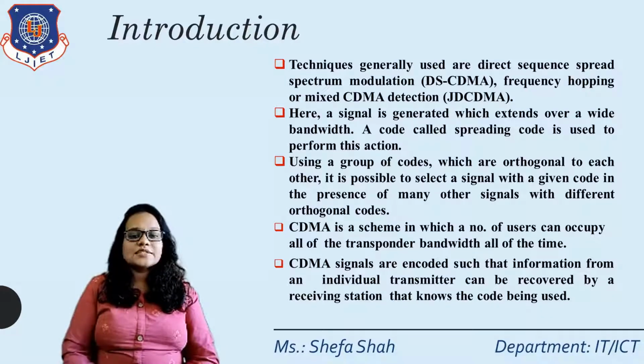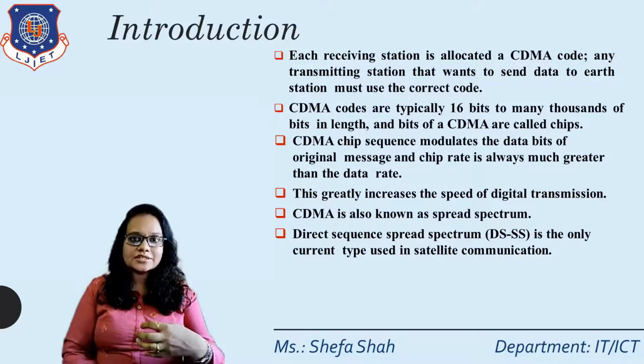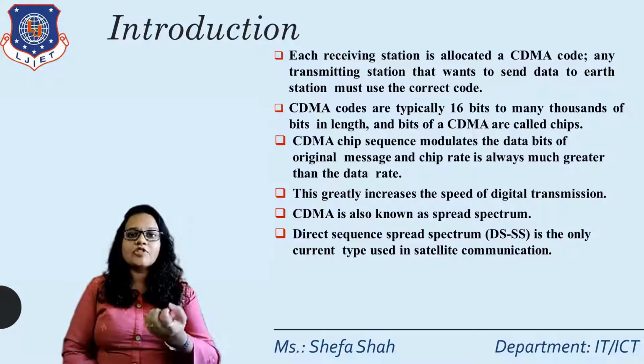Now, CDMA is a scheme in which a number of users can occupy all of the transponder bandwidth all of the time. And CDMA signals are encoded so that information from an individual transmitter can be recovered by a receiving station that knows the coding being used, right? Now, next, each receiving station is allocated a CDMA code. The sequence is encoded with the help of a PN sequence, that is a pseudo noise sequence, right? And that pseudo sequence is generated on the receiving side also.